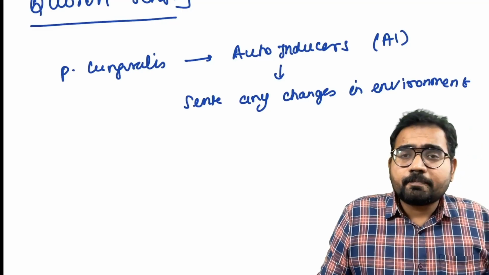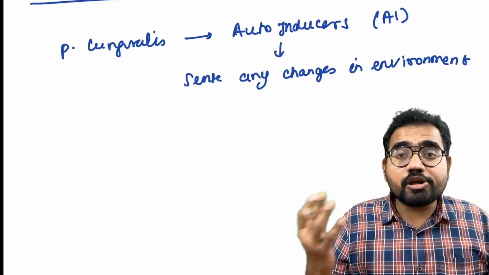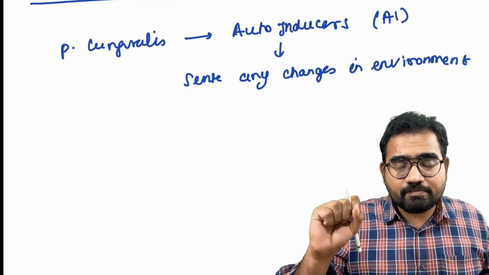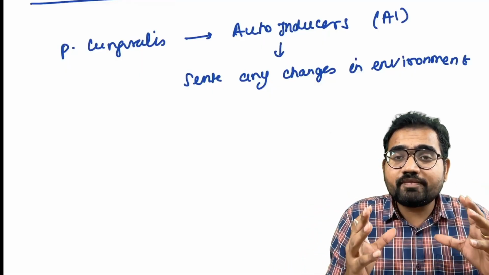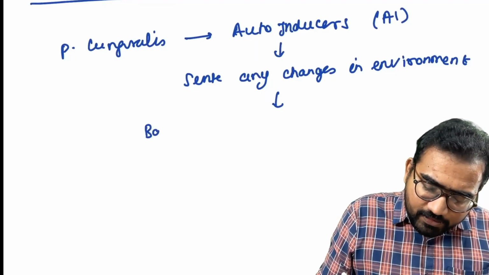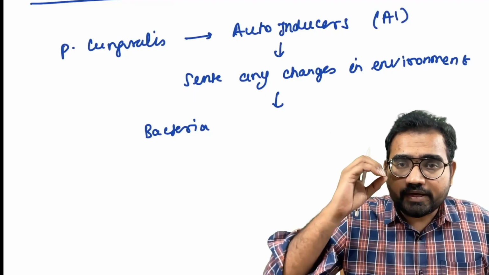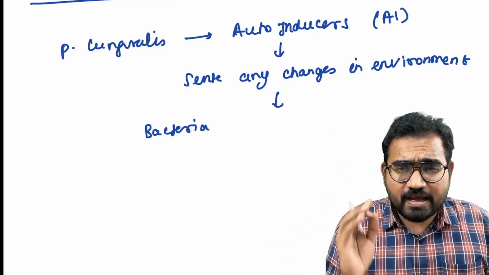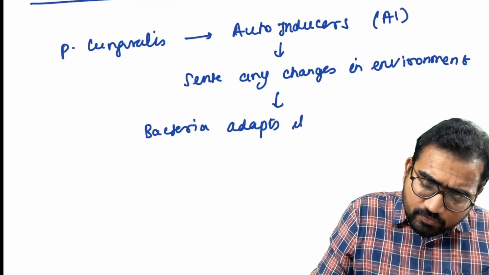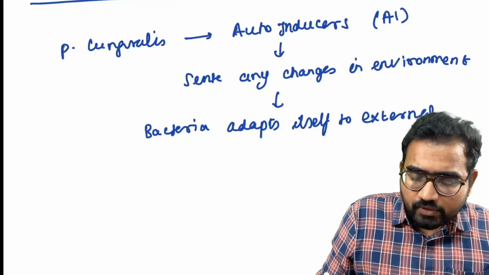If there is an increased bacterial density, volume, or growth, these autoinducers will send signals to that bacteria, and that bacteria will recognize these signals, so they will adapt themselves to the external environment. By this, the bacteria express their virulence, or whatever it may be. It expresses the virulence and the density, and the bacteria adapt themselves to the external environment.